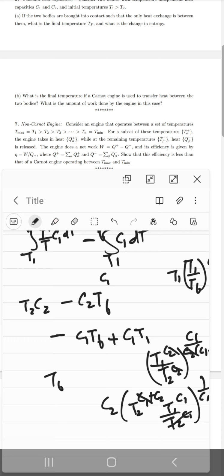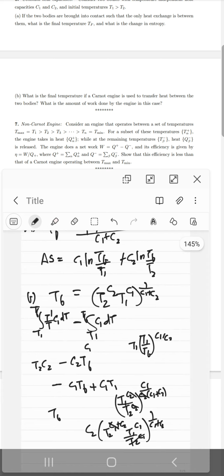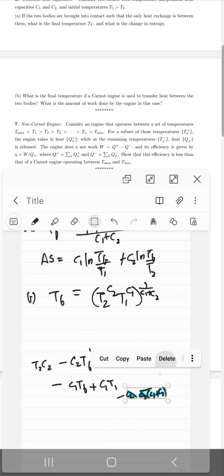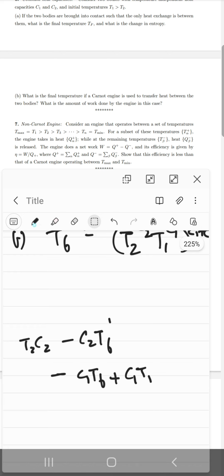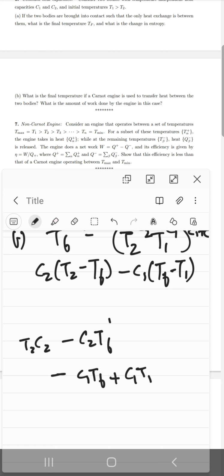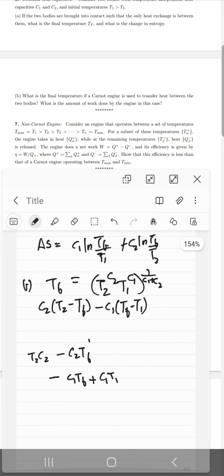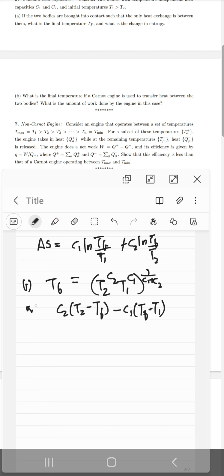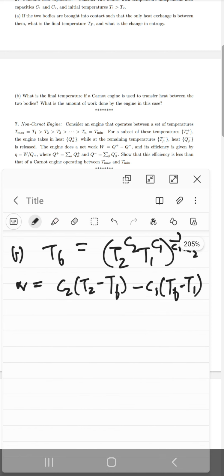Why do I feel I'm making some stupid mistake? Obviously, because I could have done this directly. I didn't need to integrate. Yeah, that whole thing was just stupid. I could have done this directly. Whatever. Just shows that it works out. Just have c2 times t2 minus tf minus c1 times tf minus t1. That's the quantity that you're interested in. Let's just leave it at that. So this thing is the work done. Alright, let's go to the next question.